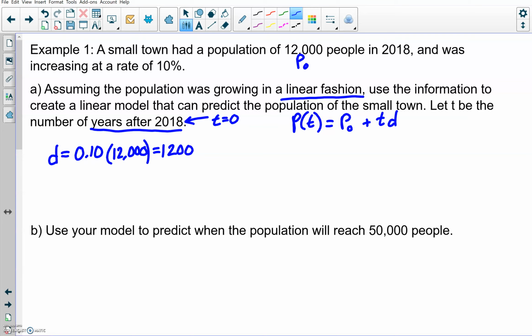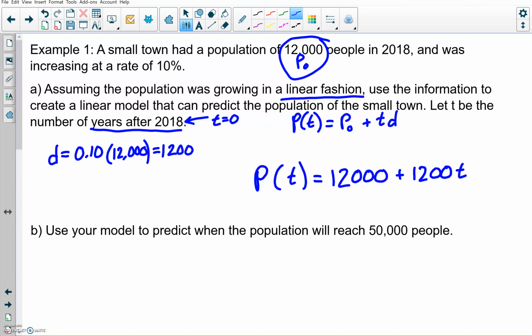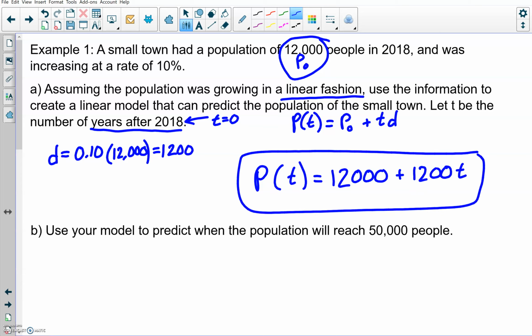So with those two values, the p naught up here and the 1,200 for the d, I can set up a model, p of t equals 12,000 plus 1,200 t. I'm just going to write it in the normal way you write things with variables, the variable being at the end. So now from this, we can go to part B, and it says use your model to predict when the population will reach 50,000 people.